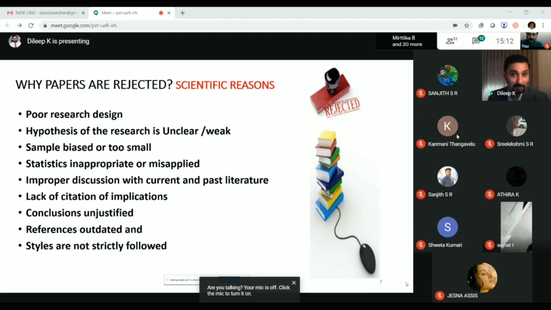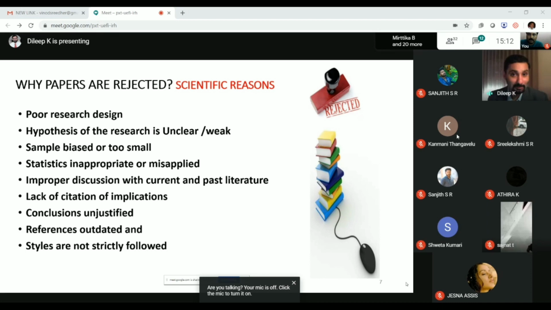Right? So styles are not strictly followed. The last one: when you do the referencing pattern, we do expect the style of writing. Take an example of APA style, American Psychological Association style. People think it is only in the reference that we have to follow the APA style. No, in the content also, when you write inside the paper, the first paragraph touches the side, and the second paragraph should hang from the first paragraph. So it should be a hanging pattern.